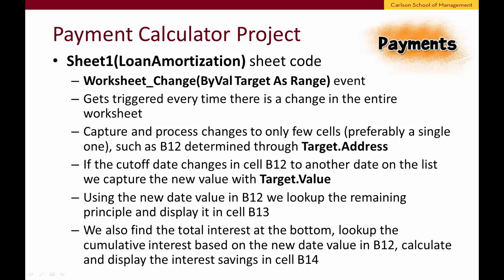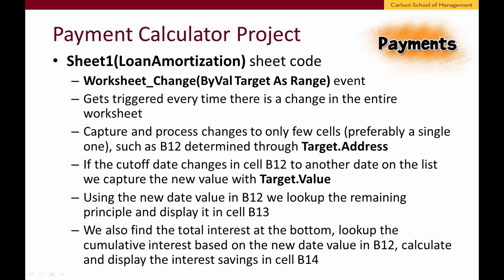So in our case, we're targeting a single cell, B12, and monitoring the changes made as a result of a user selecting a different cutoff date from their range of payment dates. The objective is to find both the remaining principal and the interest savings if the loan was to be paid off early. For example, in early 2050, the remaining principal is still about half of the original loan, so about 100 grand. This amount will simply be looked up based on the exact payment date, such as February 1st, 2050.